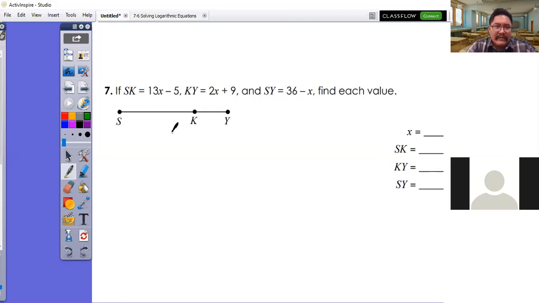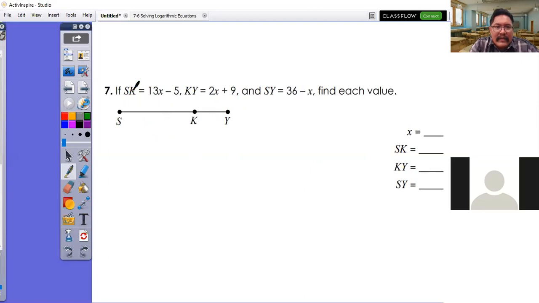All right, so we're using the segment addition postulate again. That means, again, we add this part to that part and we'll get the distance from here to there, so the endpoints of the entire segment.